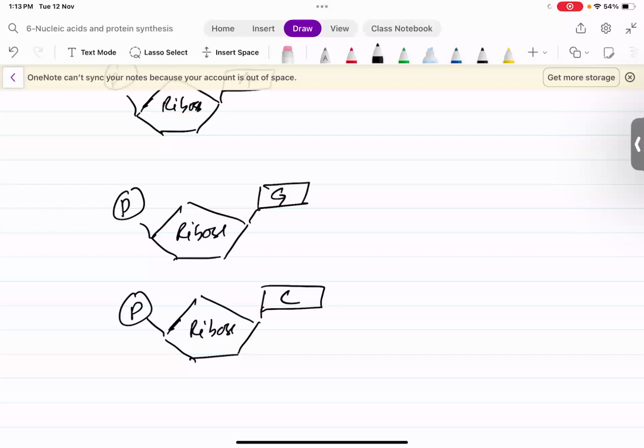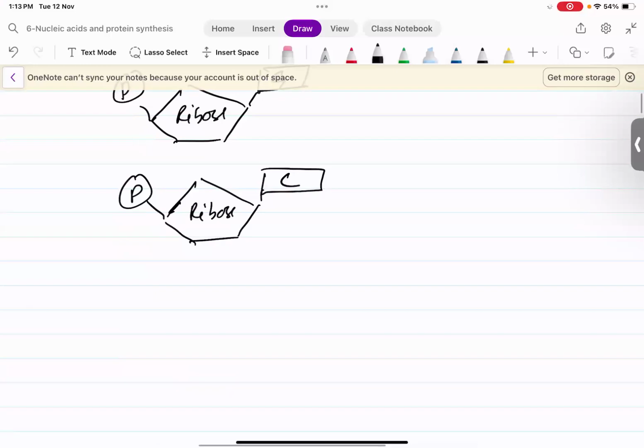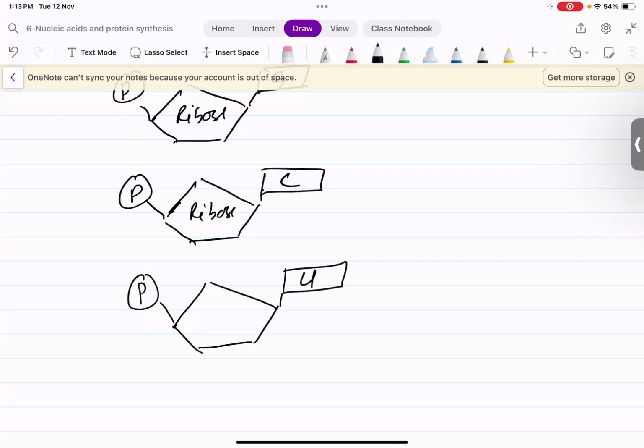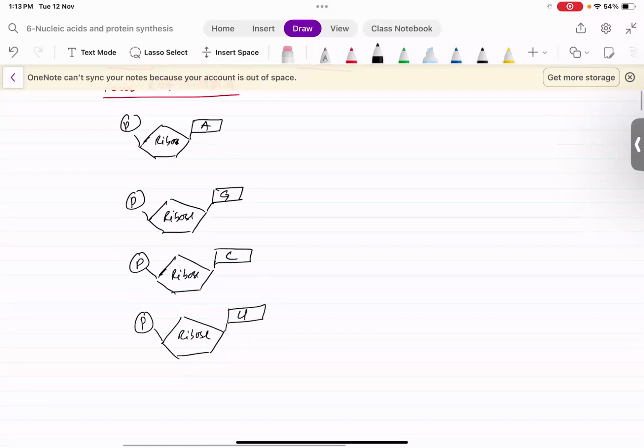So you have this ribose. So there is another RNA nucleotide which has a phosphate group here, and it has uracil here, okay, instead of thymine. There is no thymine in RNA nucleotides. So these are 4 RNA nucleotides.